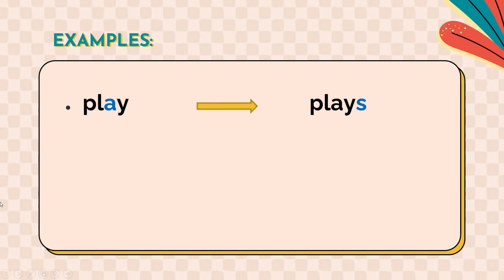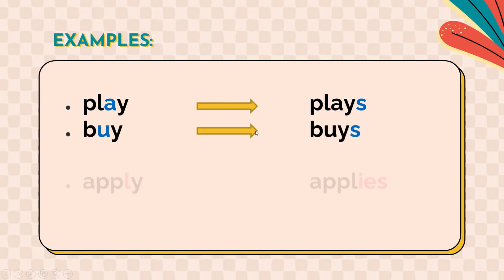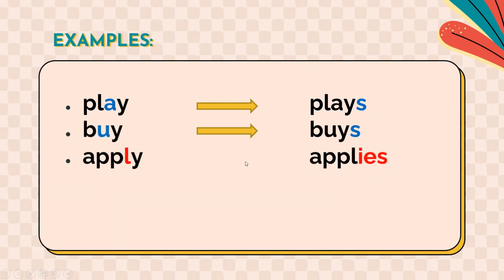As you can see, the verb play ends in y and it is preceded by a vowel, that is letter A. That's why we are just going to add s. Another example is we have here buy, buys. Third example is, as you can see, we have here the word applies.